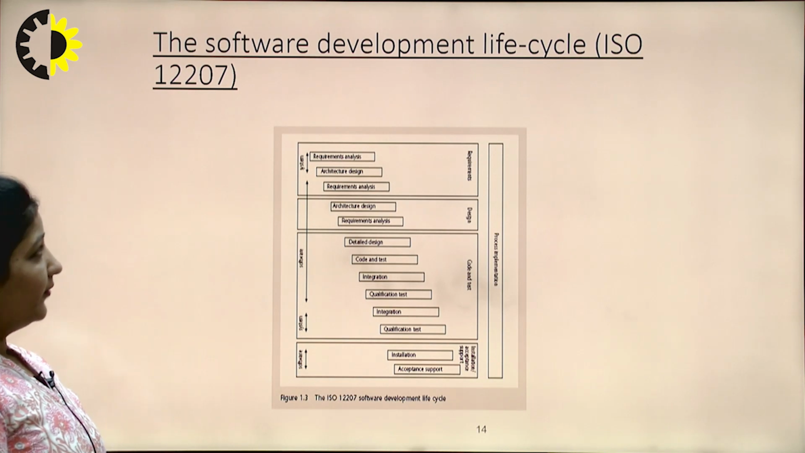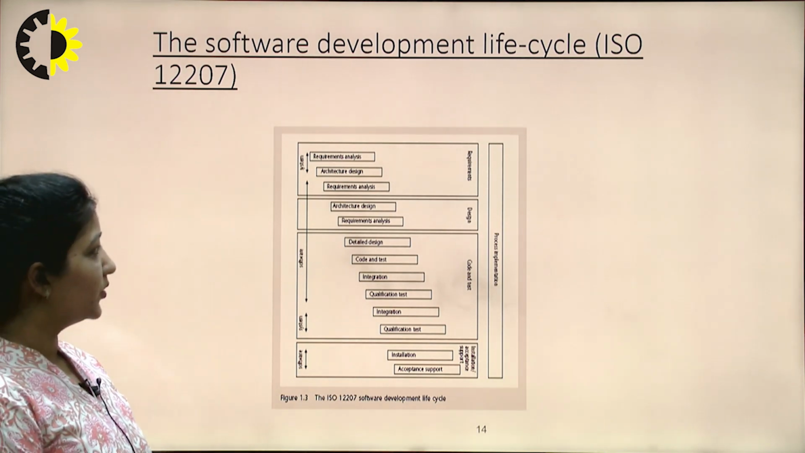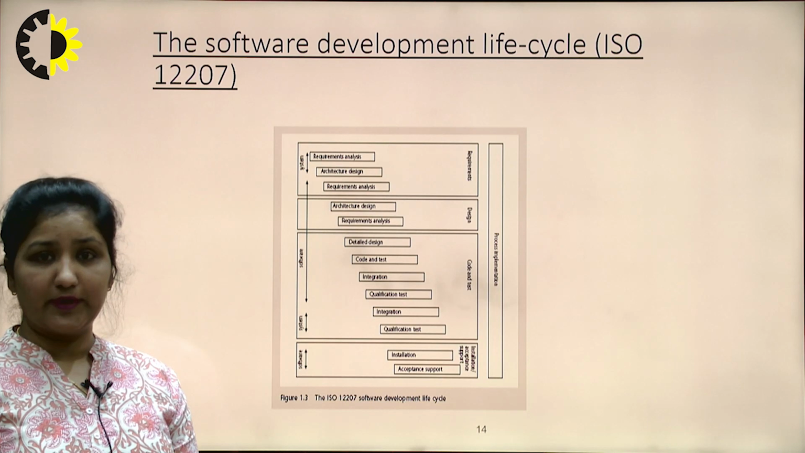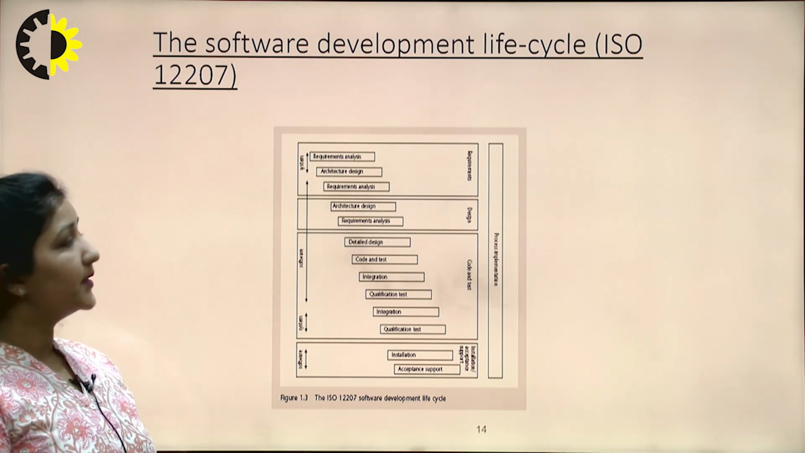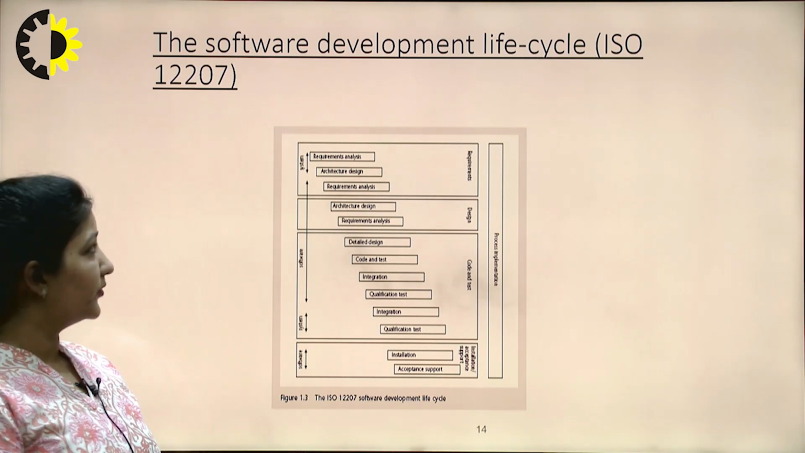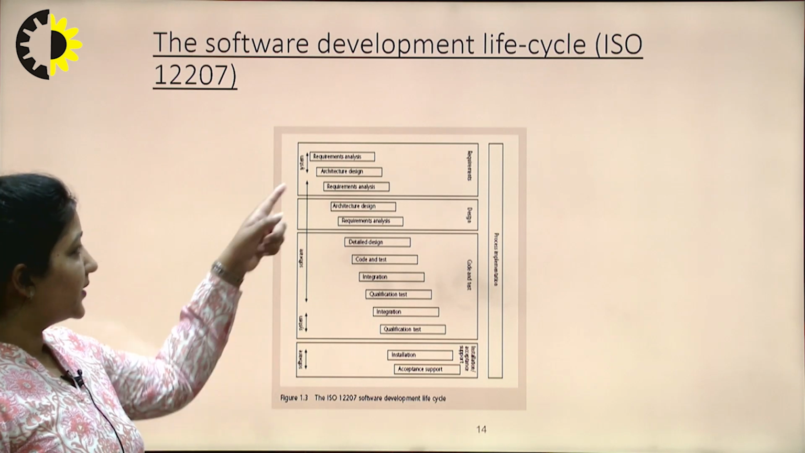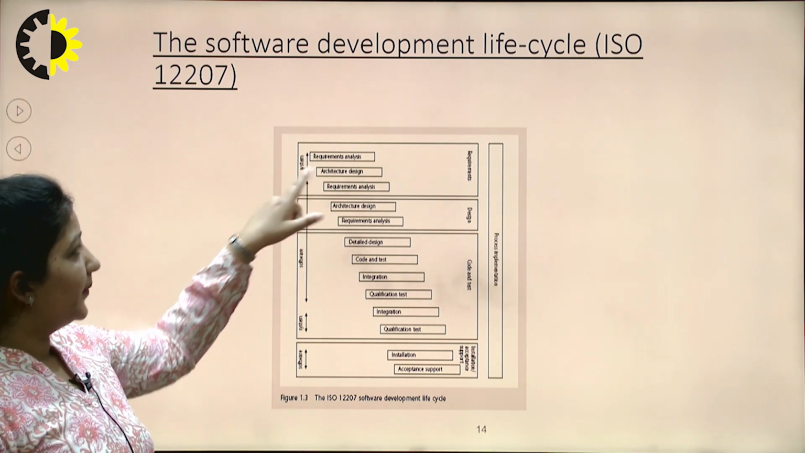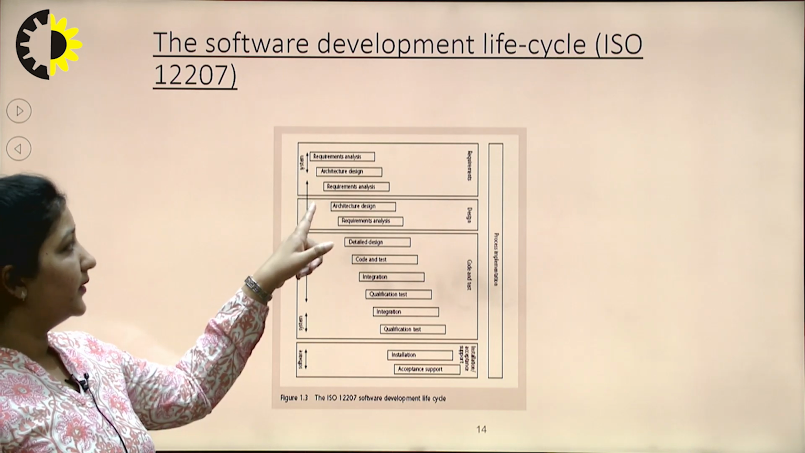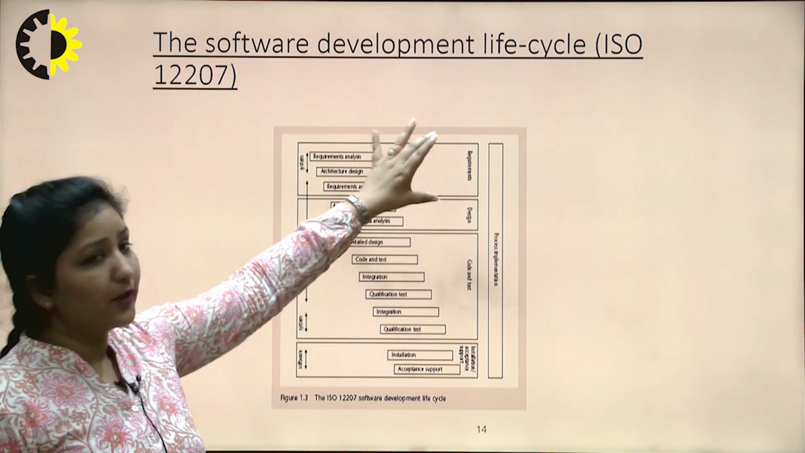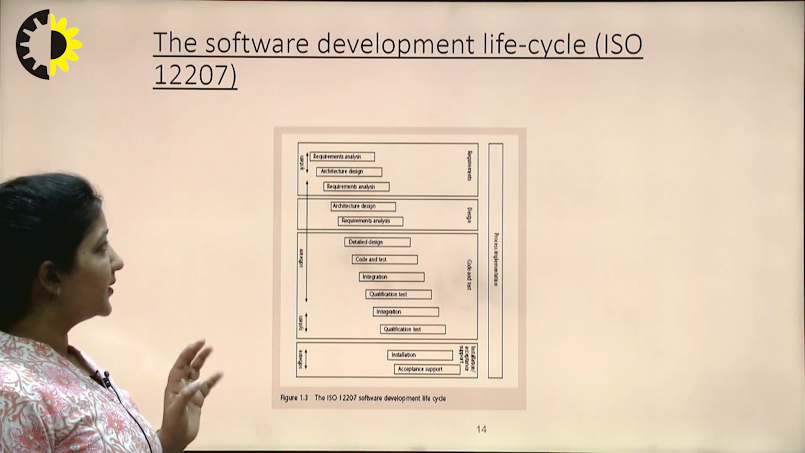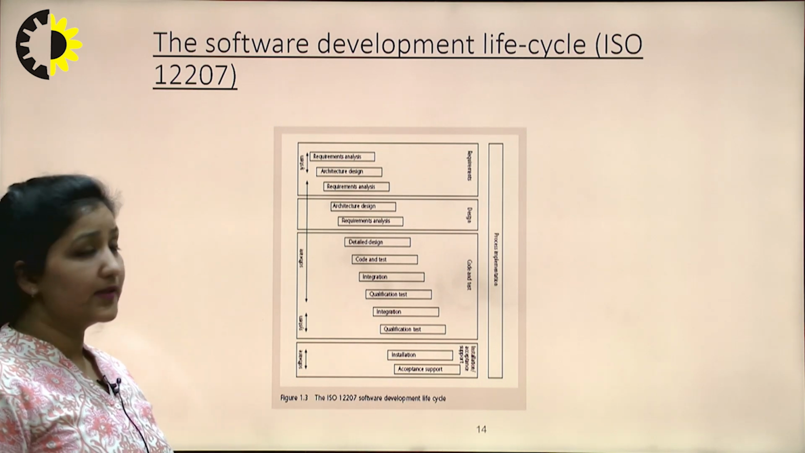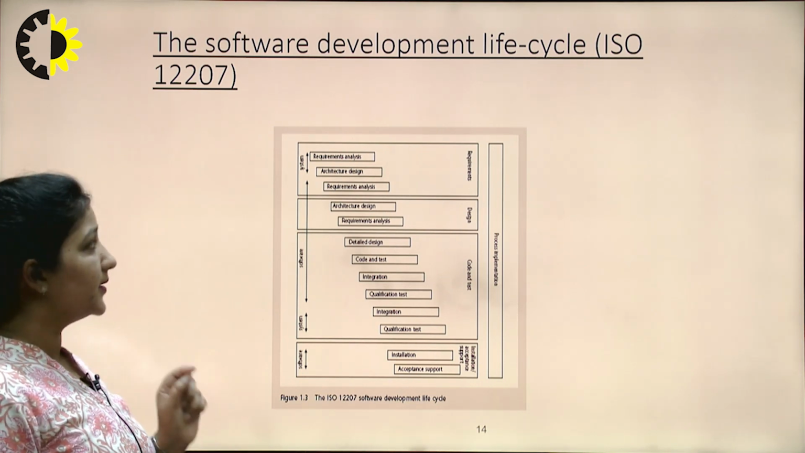This is the software development life cycle ISO. So this is the same as the software life cycle which we are having, but it has been divided according to the ISO standard. It is divided into system and the software accordingly. For the system, we are having requirement analysis and architecture design. This is the part of the requirements. So in the requirements, we are having requirement analysis and architecture design. It comes under the system.